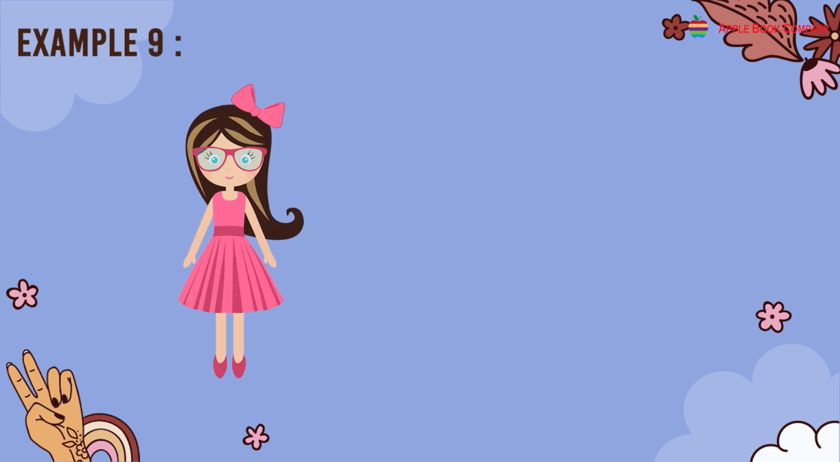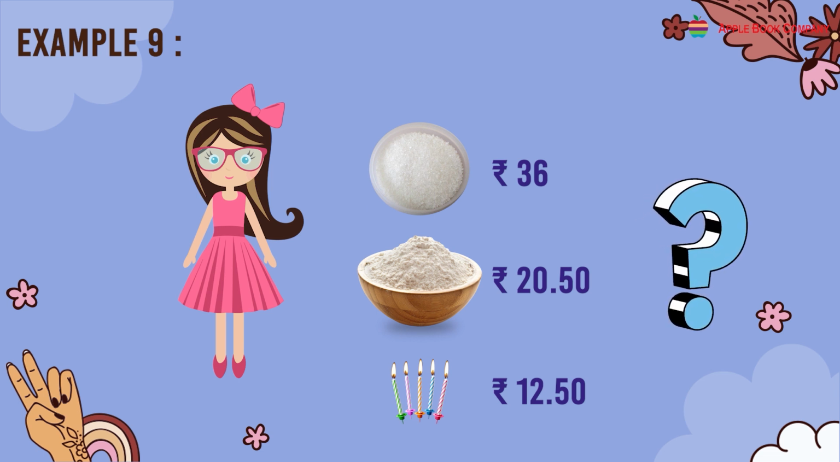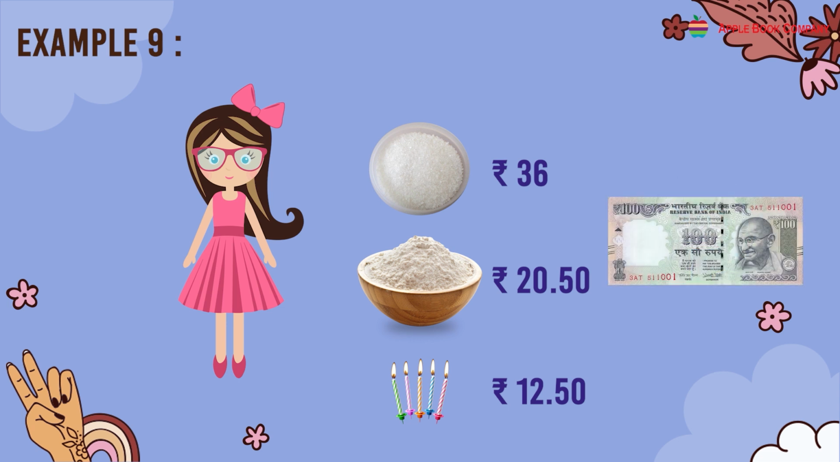Example 9. Manshi bought a pack of sugar for 36 rupees, flour for 20 rupees 50 paise, and candles for 12 rupees 50 paise. Make a bill for the items she bought. How much change will she get back if she gives a 100 rupee note to the shopkeeper?